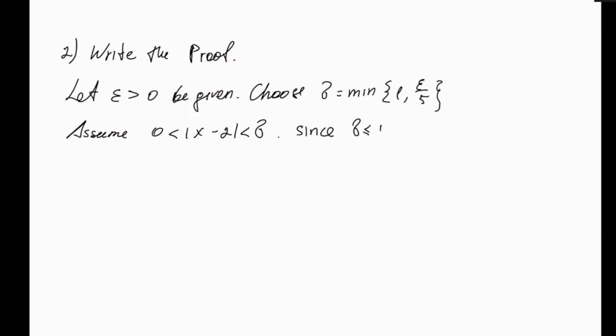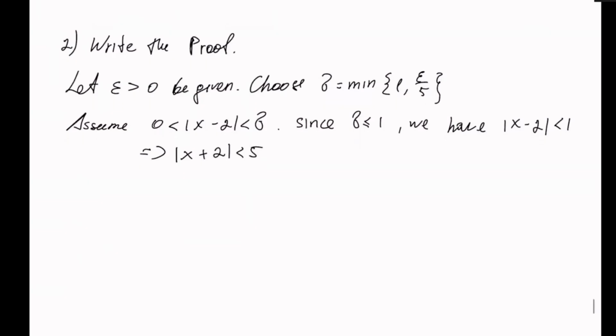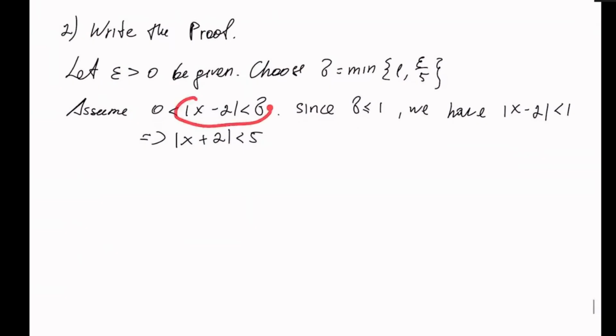delta is less than or equal to 1, we have the absolute value of x minus 2 is less than 1, which implies that the absolute value of x plus 2 is less than 5. So we will start with this if statement to get to the then statement, which is supposed to be the absolute value of x squared minus 4 less than epsilon. So this is our end goal, right? We start from here and we work it through to get to the end goal.